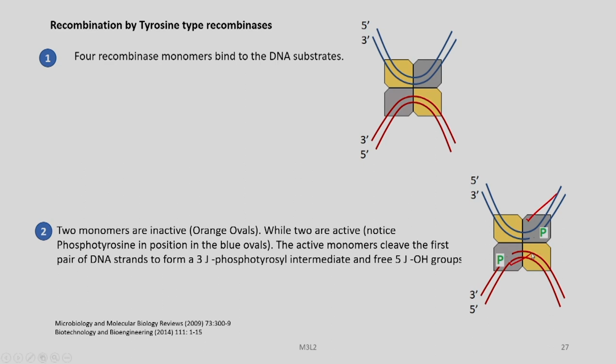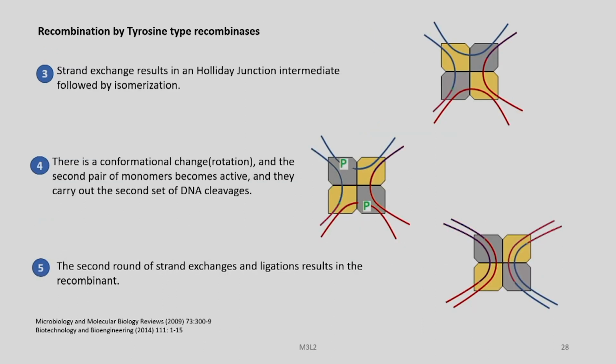You can notice here phosphotyrosine in position in the blue ovals here, which is appearing a little bit grayish. The active monomers cleave the first pair of DNA strands to form a 3' phosphotyrosyl intermediate and free 5' hydroxyl groups. Now, after this, there is a strand exchange which results in a Holliday junction intermediate, as you can see here, and this is followed by isomerization.